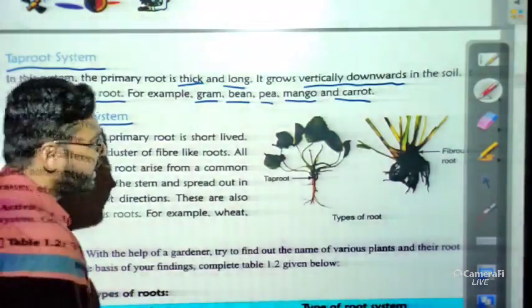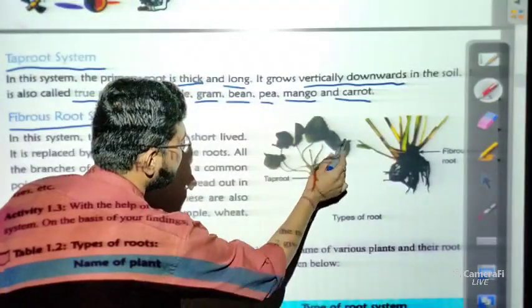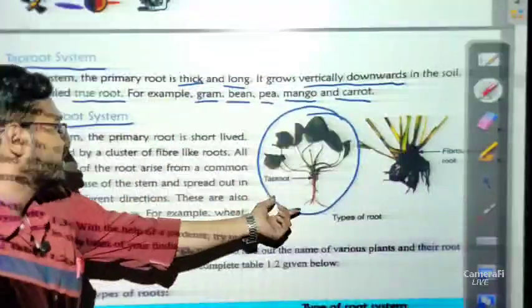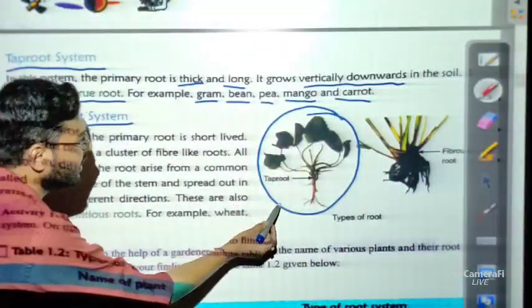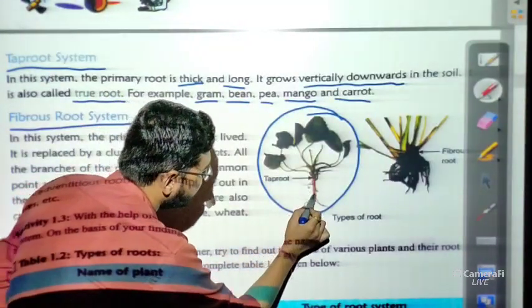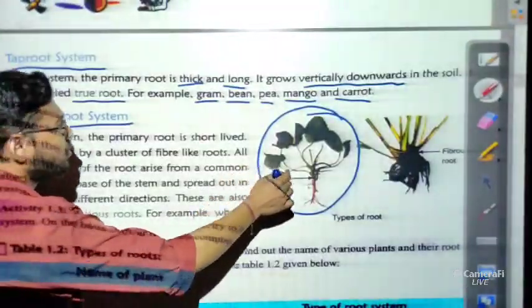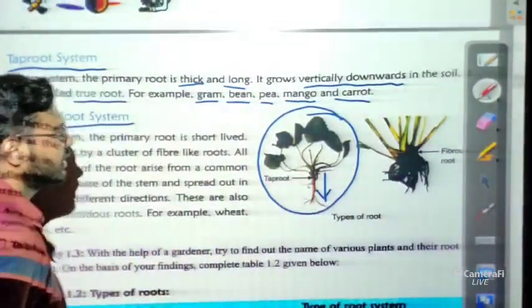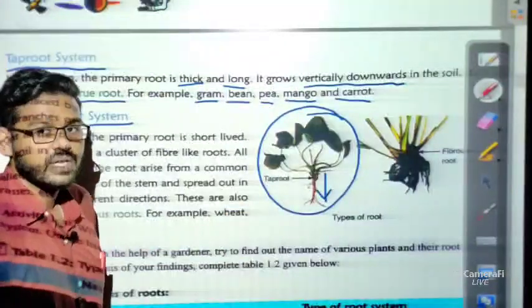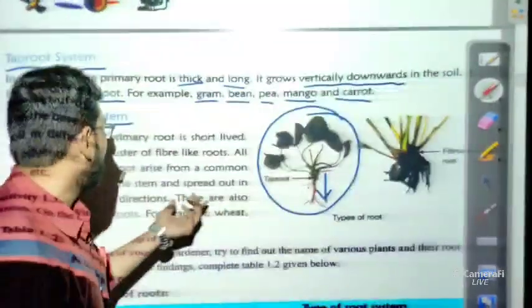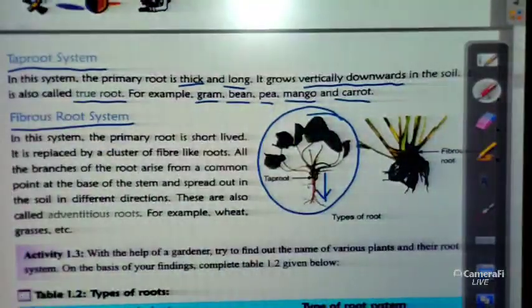Now see the tap root system, the picture is given. Just tally these characteristics with the picture. Tap root: just have a look, thick and long. You can see how long it is. It is thick, and it goes vertically downward. I have given an arrow. So this is all about tap root system.